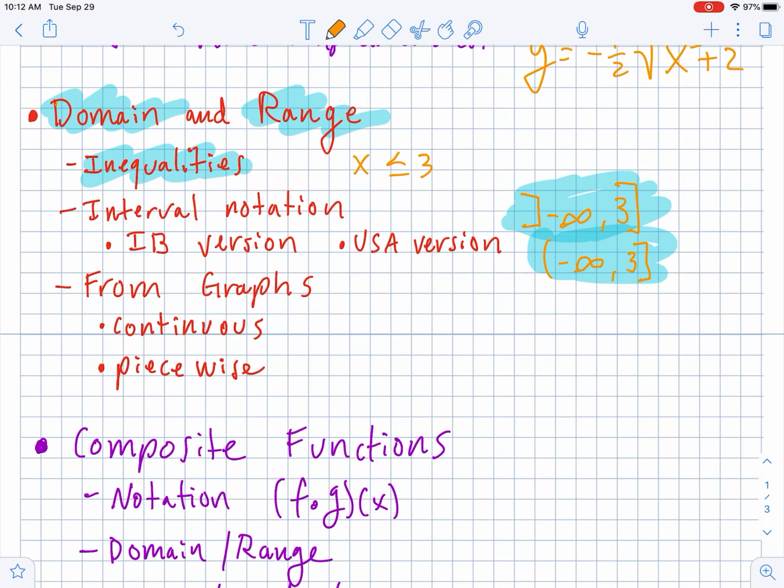We definitely did domain and range from graphs, where you have to look at what kind of inputs are on the graph and what kind of outputs are on the graph. We did a lot of continuous graphs where it's one nice curve, but then we did some graphs that were piecewise. Be ready to look at a piecewise graph, something like this, and talk about what the domain and range would be. I'm just making it up.